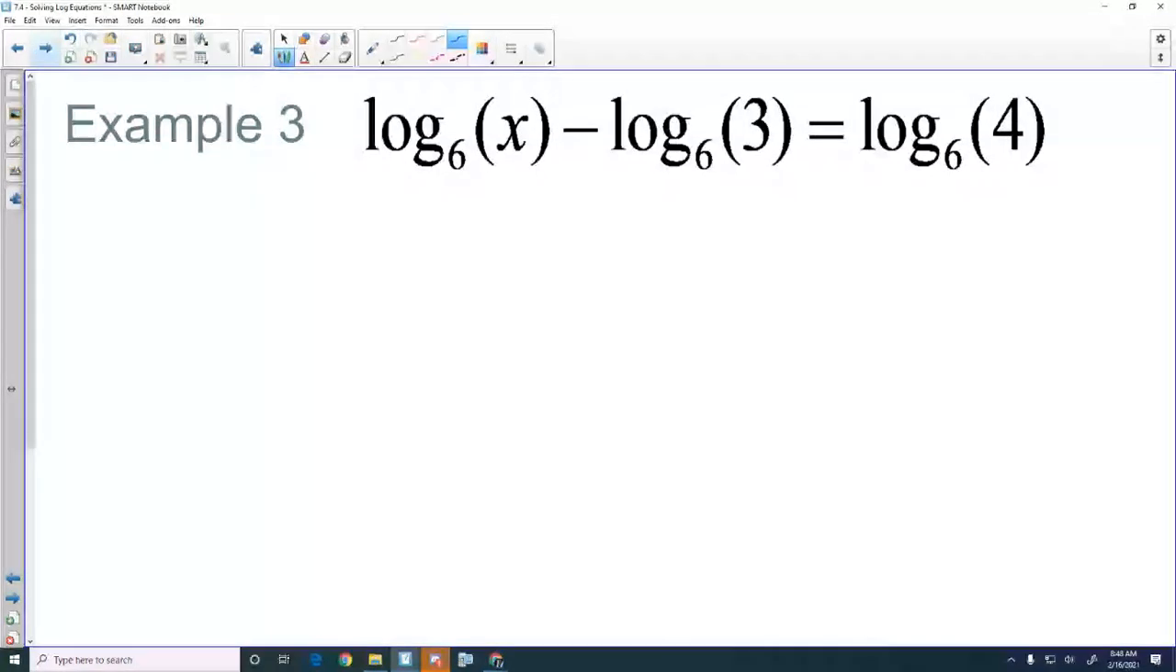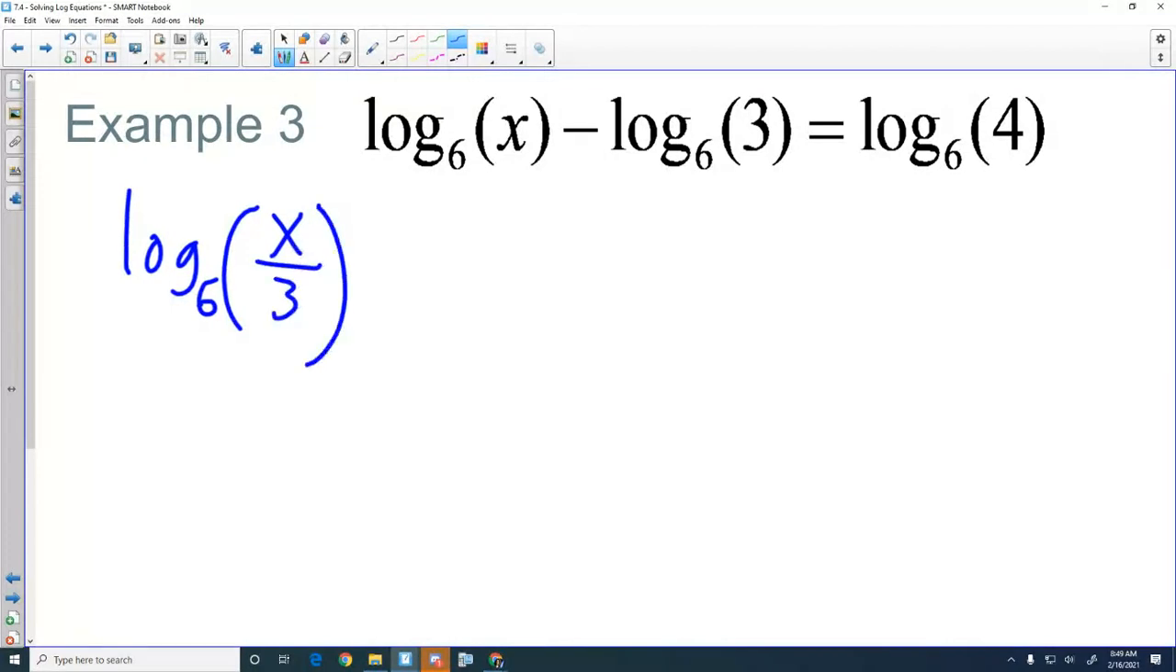Quotient property, division. So we're going to write this as the log base 6 of x divided by 3. Because the x is a positive log and the 3 is a negative log, the 3 would move to the denominator of that single quotient. Nothing changes on our right side. That's still log base 6 of 4. So I just used the quotient property to combine those 2 logs that were being subtracted from each other into a single log that's being divided.